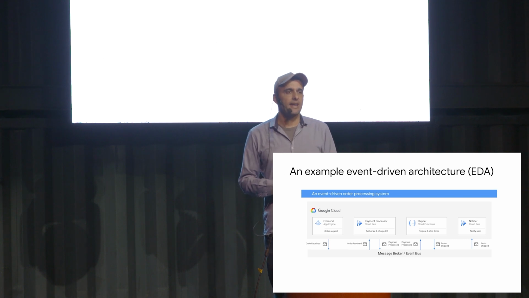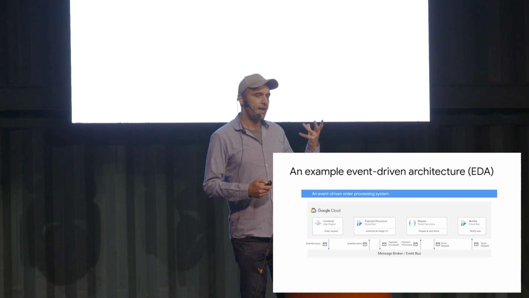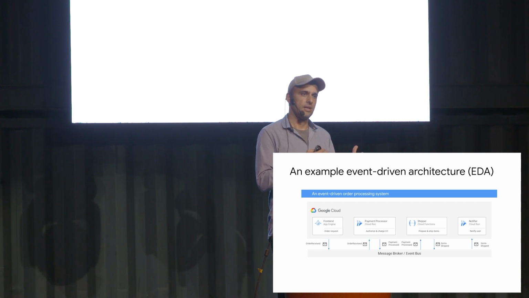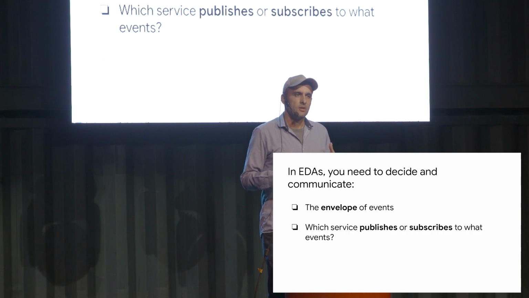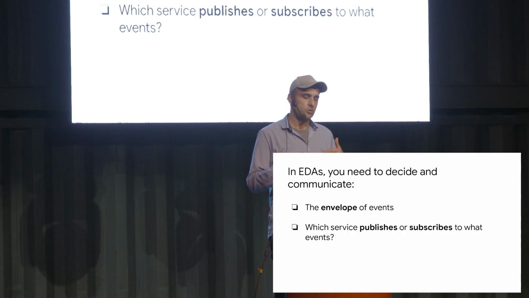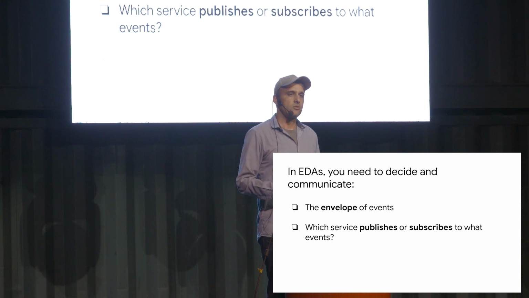Now, in these event-driven architectures, you need to decide a couple of things. First of all, you need to decide on the envelope of the events: how are these events going to be routed, and what information am I going to use to route these events. And the second thing that you need to decide is which service publishes what events or subscribes to what events, right? You need to decide on that, and you need to somehow communicate that so others know how to subscribe and how to publish.